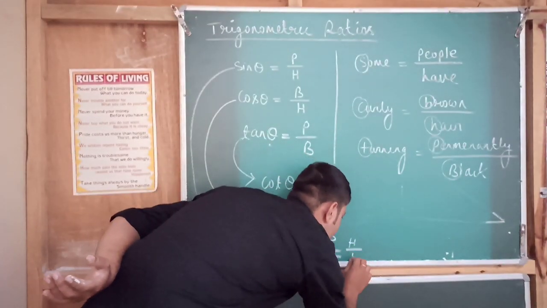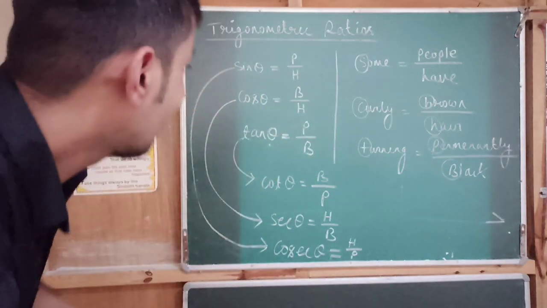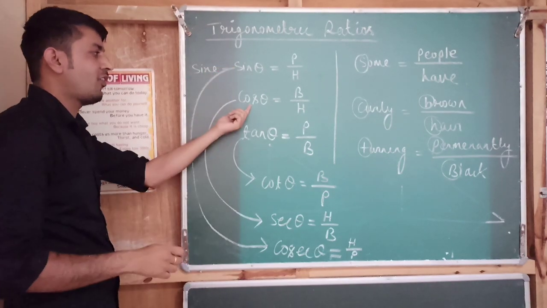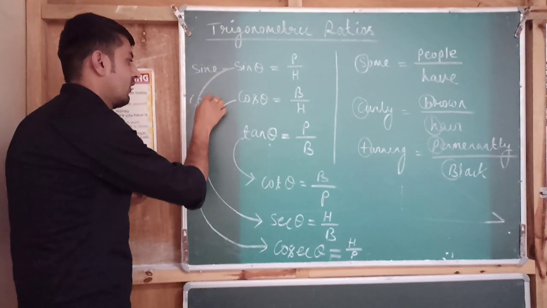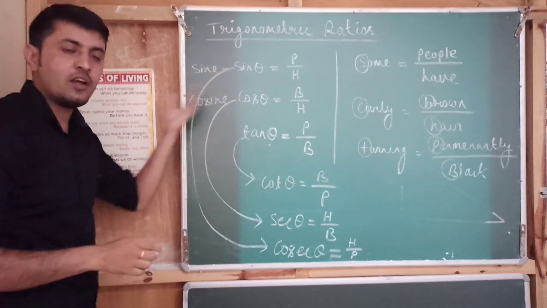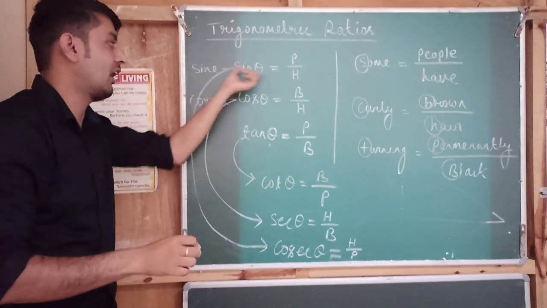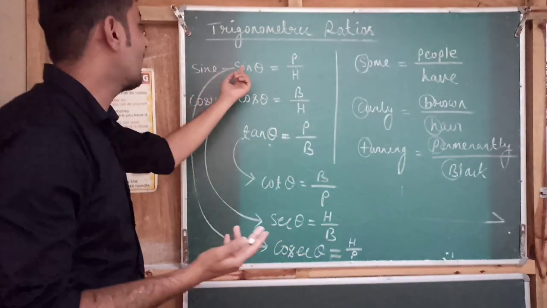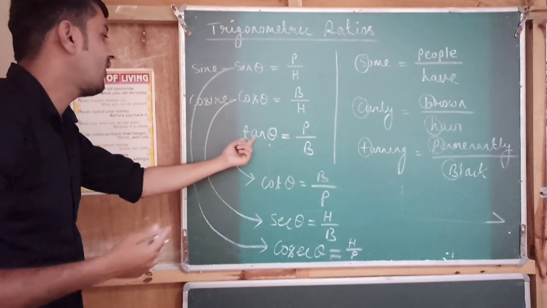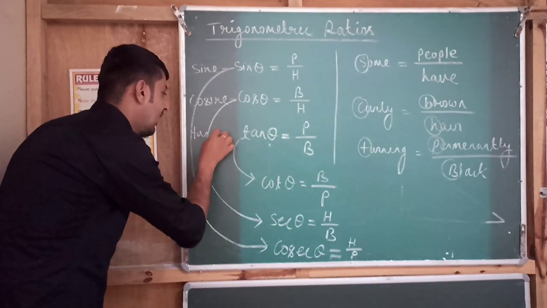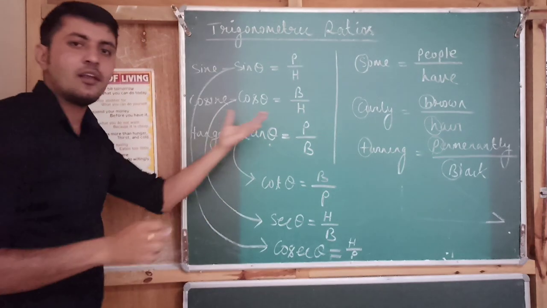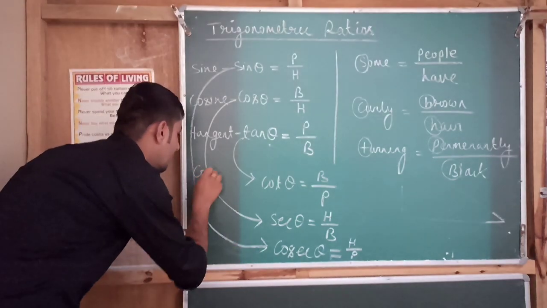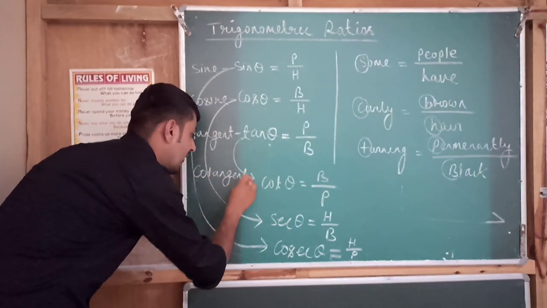Now out here, this sin has been derived from the word sine. This cos means cosine. Actually, this is sine of theta, cosine of theta, but whenever we write in terms of notation, we just write sin theta, cos theta. Now this tan has been derived from the word tangent. When you say cot, cot means cotangent.